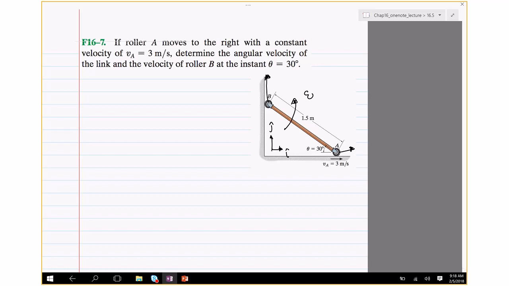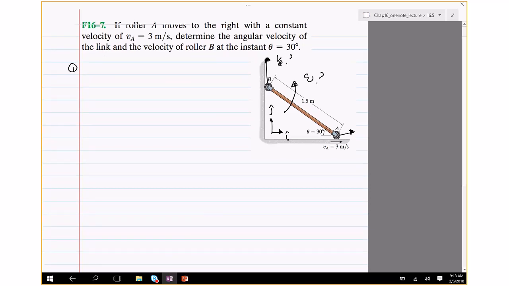So let's try to solve for VB and omega using both those methods. So the first method is vector.